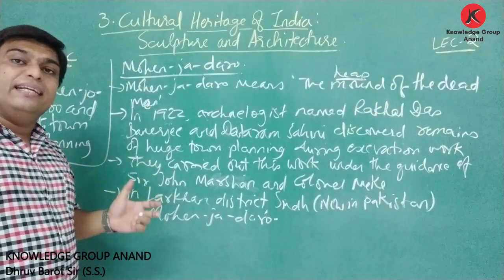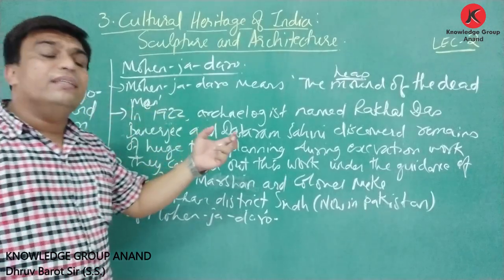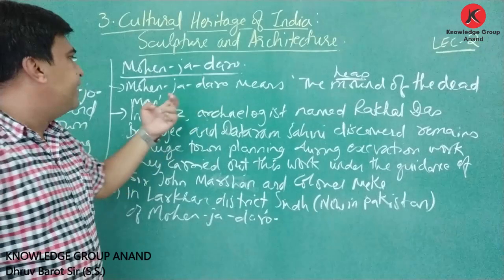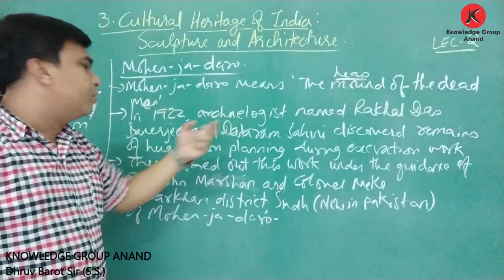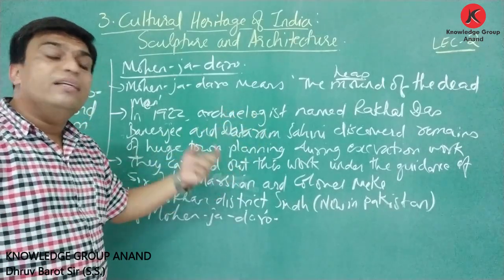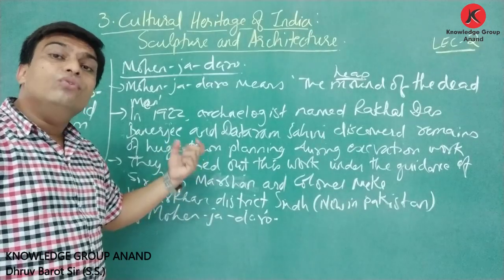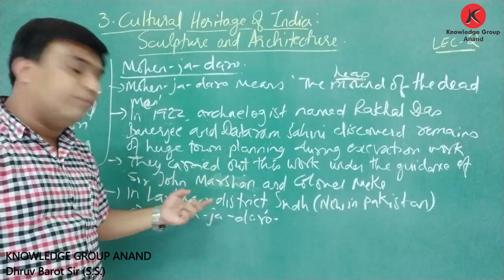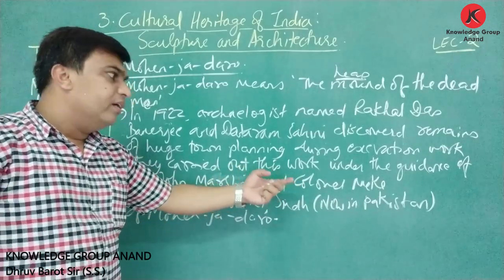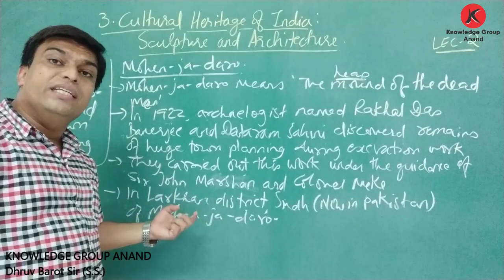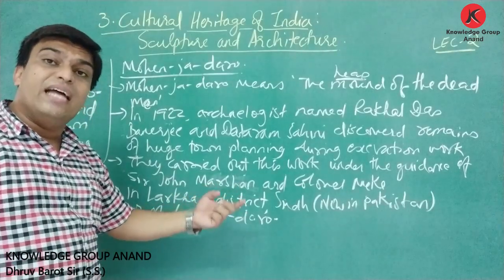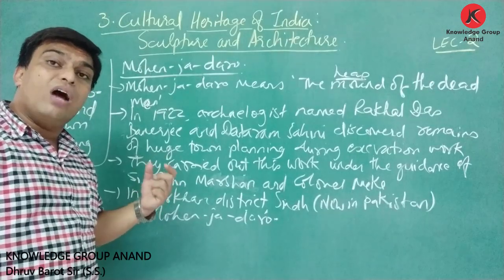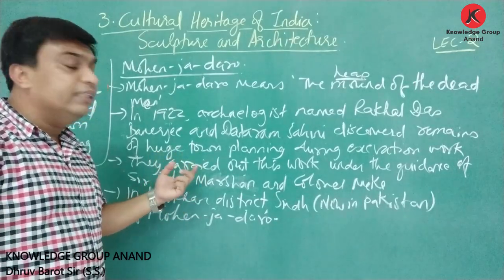Friends, here is the understanding of Mohenjo-daro. Mohenjo-daro means the mound of the dead man, that is, the heap of the dead man. In 1922, the archaeologists Rakhaldas Banerjee and Dayaram Sahni discovered the remains of this huge town during the excavation work under the guidance of Sir John Marshall and Colonel Mackay. This town was discovered in Larkana district, in Sindh, which is now in Pakistan. Now friends, let us understand the town planning of Mohenjo-daro, how this ancient town was planned.